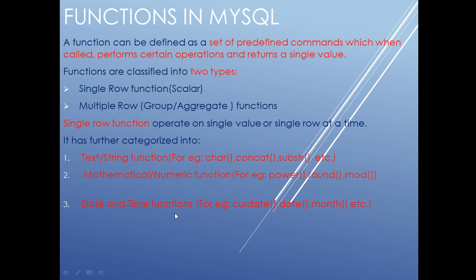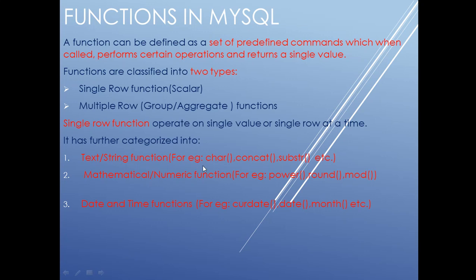The third category of SQL functions is the date and time function, which works on date type values. For example, curdate, date, month, etc. Many more are there, which we will learn one by one. So in today's class, I will discuss the text or string functions.